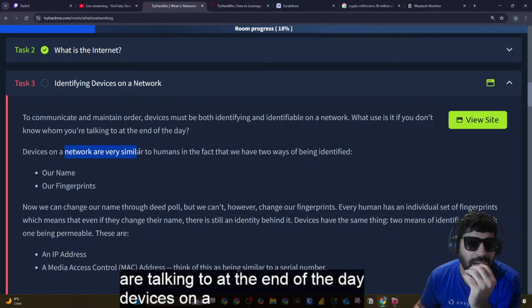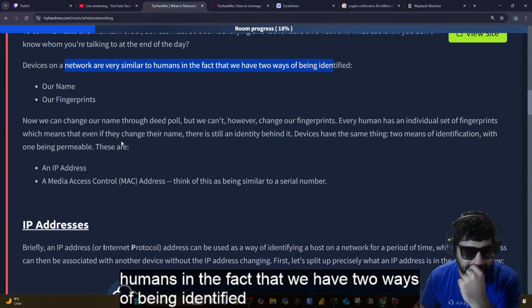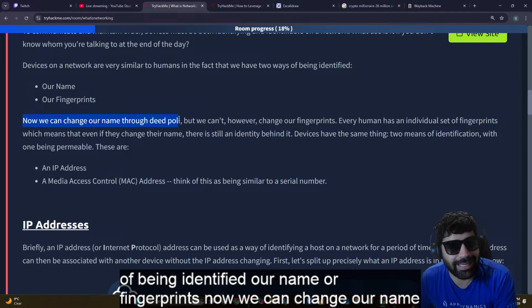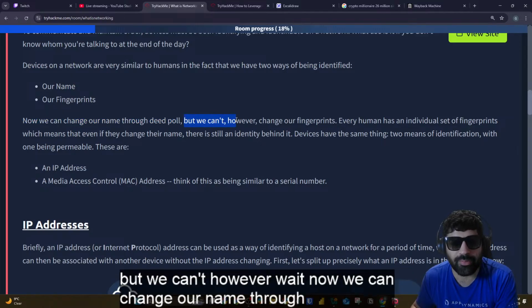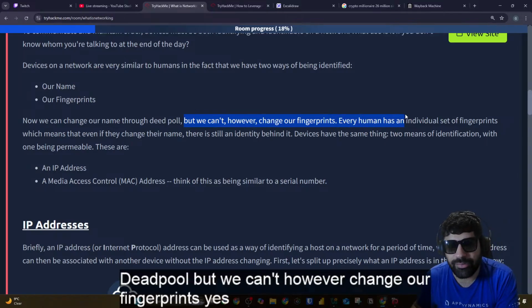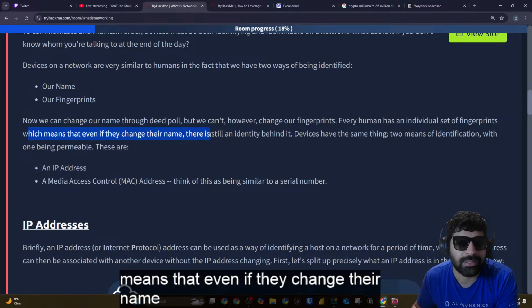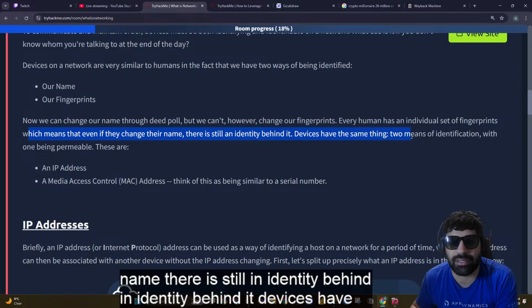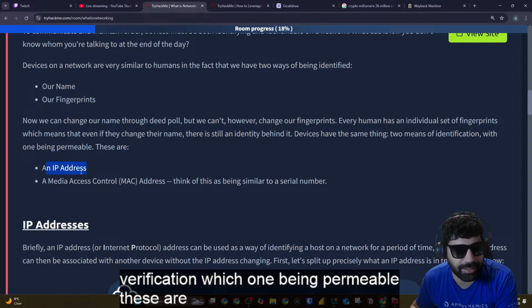Devices on a network are very similar to humans in the fact that we have two ways of being identified: our name or fingerprints. Now we can change our name through a deed poll, but we can't change our fingerprints. Every human has an individual set of fingerprints, which means that even if they change their name, there is still an identity behind it. Devices have the same thing: two means of verification, one being permanent. These are an IP address or a MAC address.